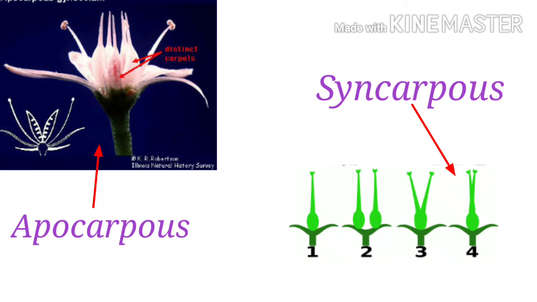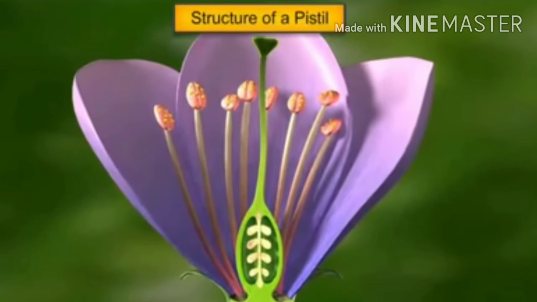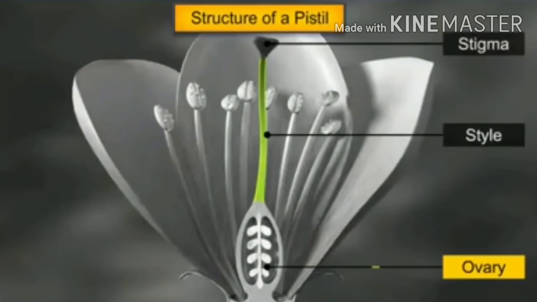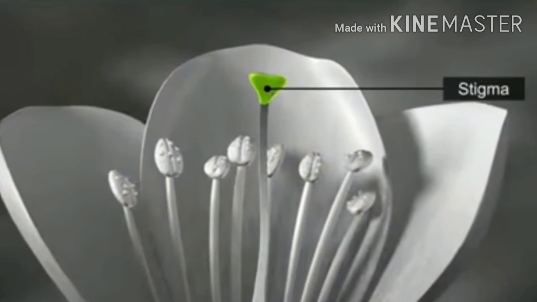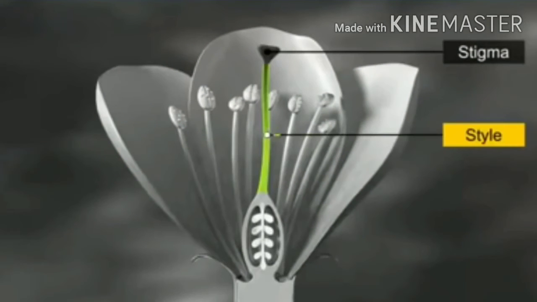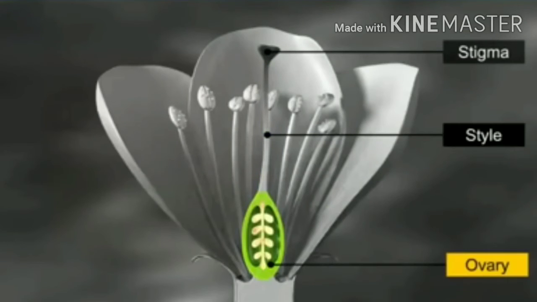If the pistils of the gynoecium are fused, it is called syncarpous, or if the pistils are free, it is called apocarpous. It will be clear from the picture given. It has three segments, that is stigma, style and ovary. Stigma acts as a landing platform for pollen grain. Style is an elongated slender part beneath the stigma, and ovary is a basal bulged part of the pistil.